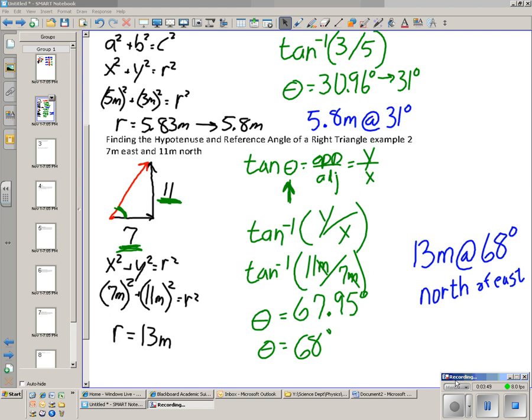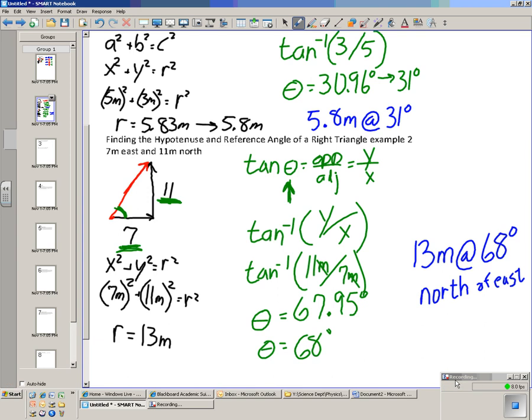Now there's a few things I can look at before I'm completely done if I want to check it. First of all, I know the resultant should be larger than any of the individual pieces. 13 is in fact larger than 11 or 7. And 68 degrees, while it's tough to do trig in my head like that, I do realize that 11 is larger than 7, so it's going to be more than 45 degrees, but somewhere less than 90. So that's a good check.